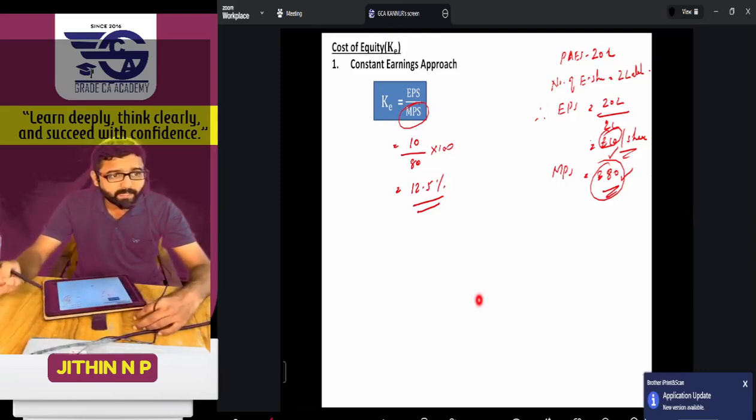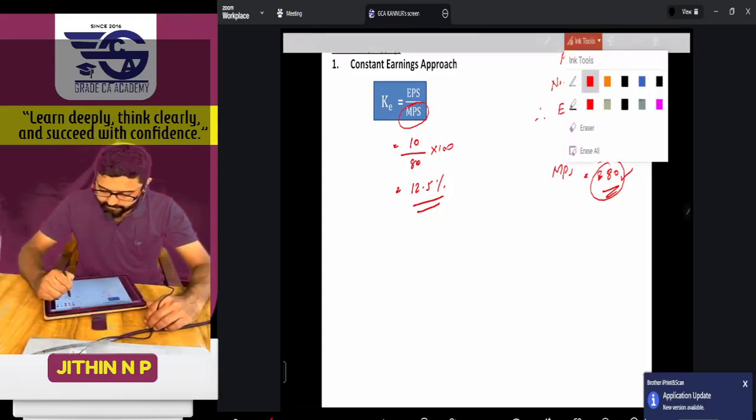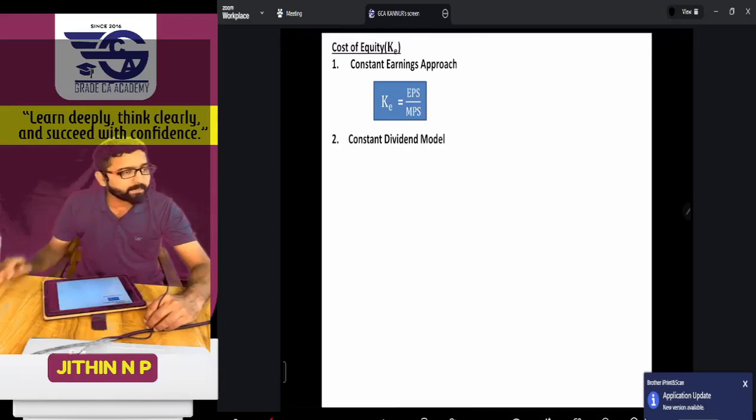If the question gives you only EPS and MPS, market price of share, you can find K by the constant earnings approach. In that approach, K is equal to EPS divided by MPS. EPS means earnings per share and MPS is market price per share.